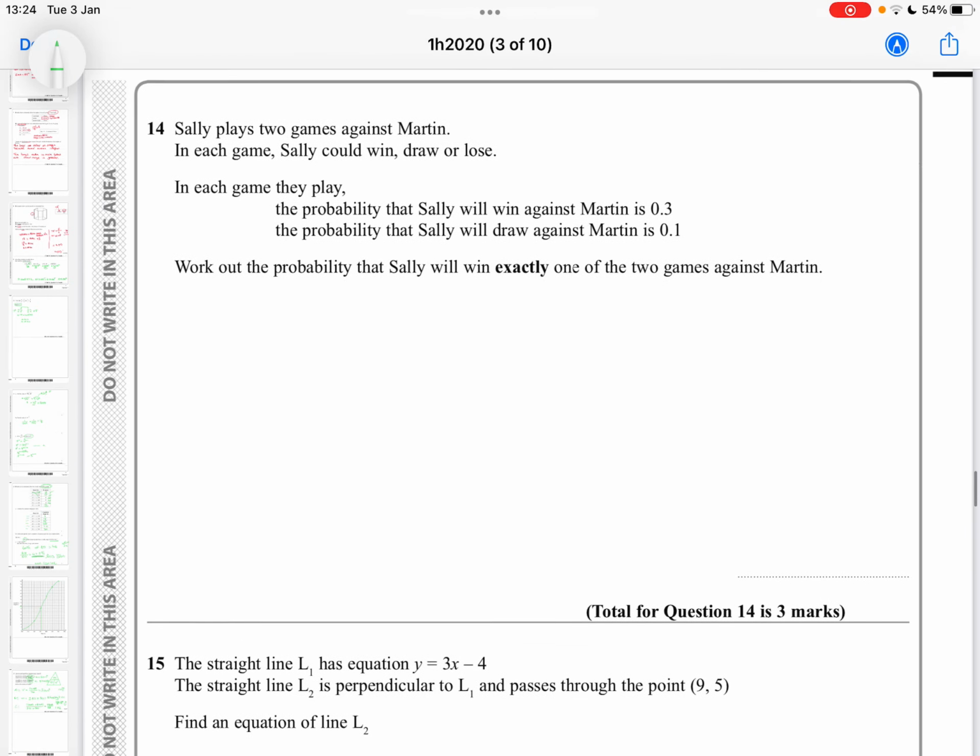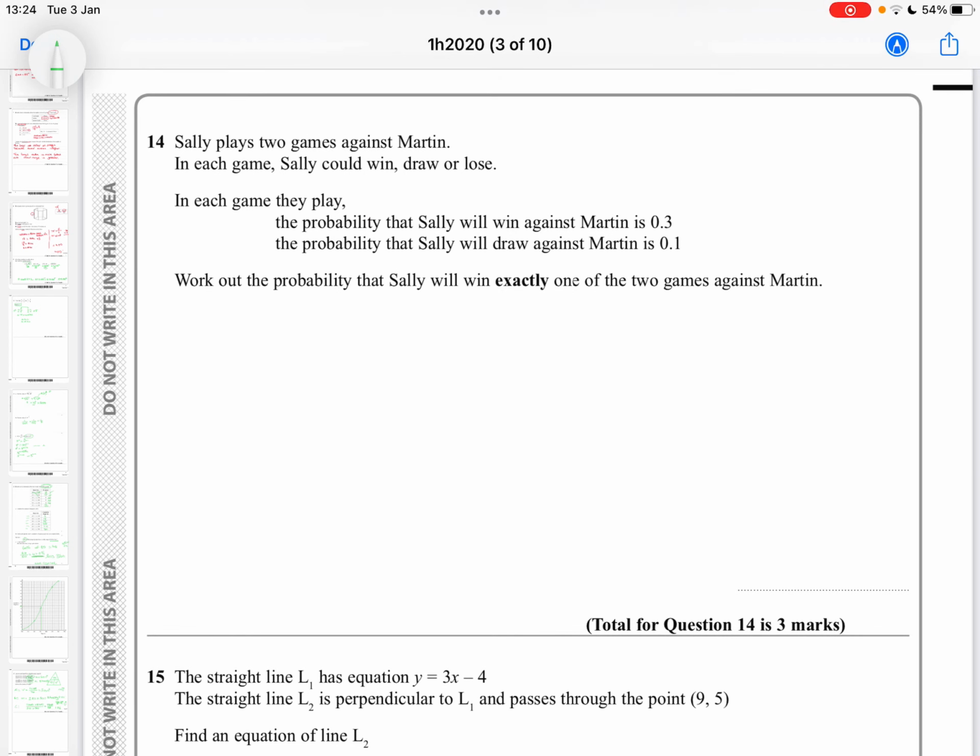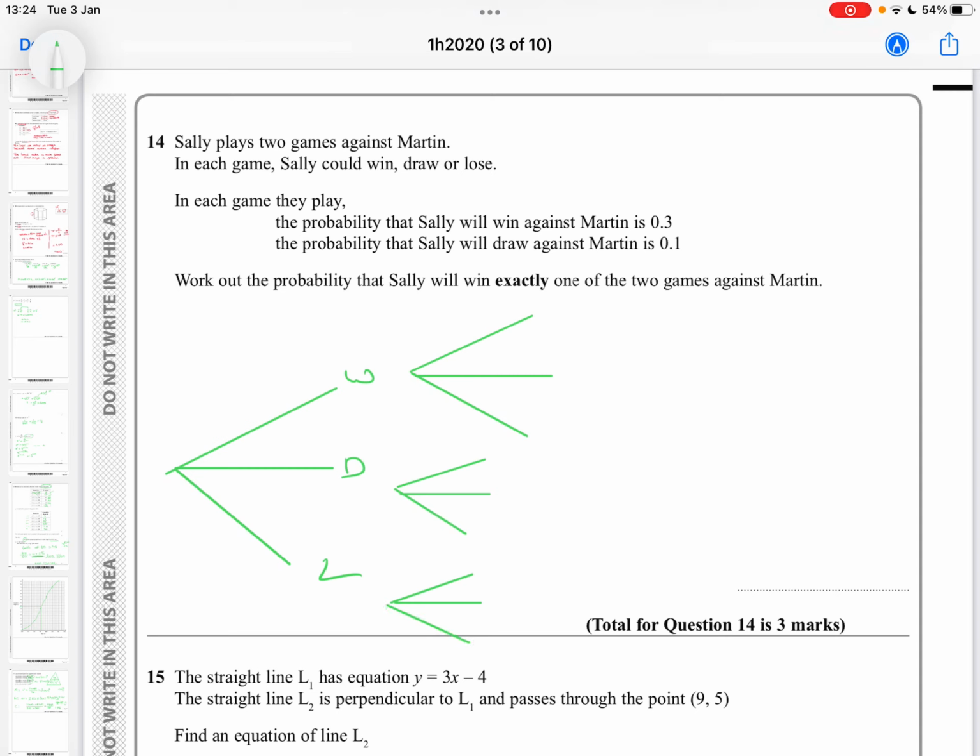Right, next question, we have a probability question. It says Sally plays 2 games against Martin, so she can win, draw or lose. It might be easier for this one to draw a tree diagram. And we have win, draw, loss. Because the question says she's playing 2 games, there's going to be 2 parts to this. Okay? So win, draw, loss, win, draw, loss, win, draw, loss.